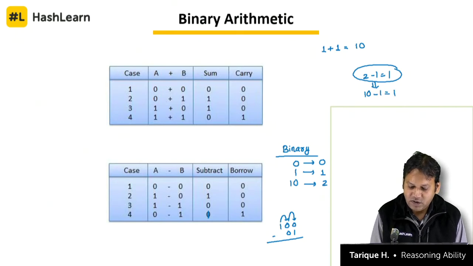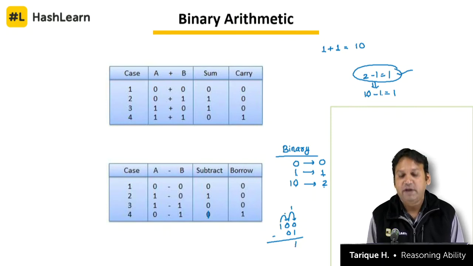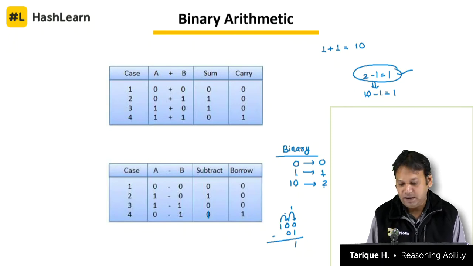Again you see 2 is equal to 10 and 1 is equal to 1. So 2 minus 1 we know is equal to 1, 2 is equal to 10, so write down 10 here, 1 is equal to 1, so write down 1 here, and 10 minus 1 is equal to 1. So we get 1, so the result will be 1, and there is a borrow of 1. So that is a borrow of 1. That is what we mean by binary subtraction.